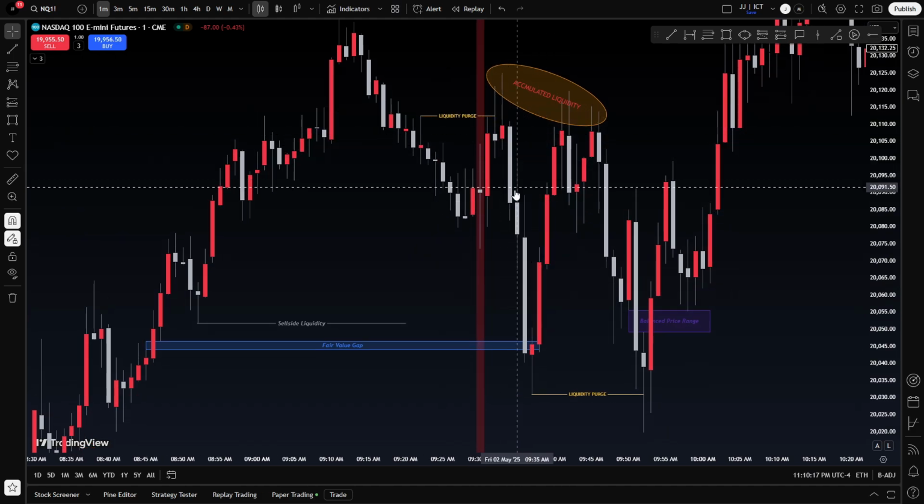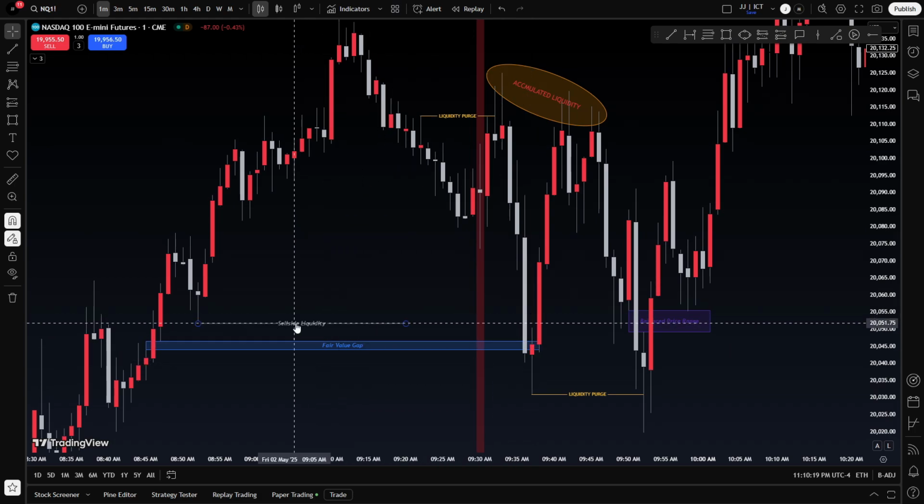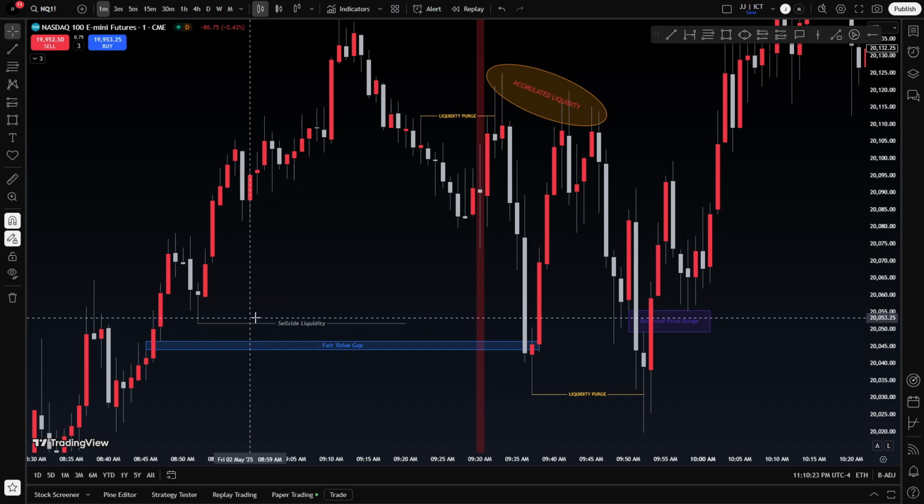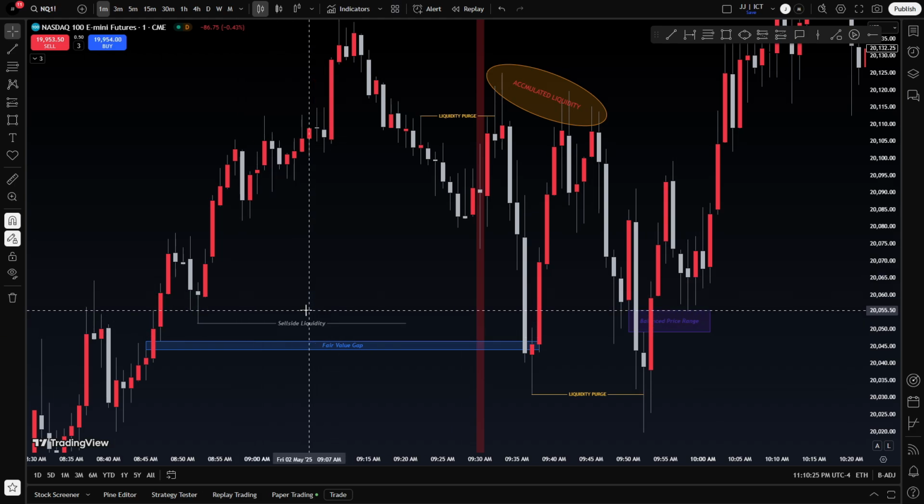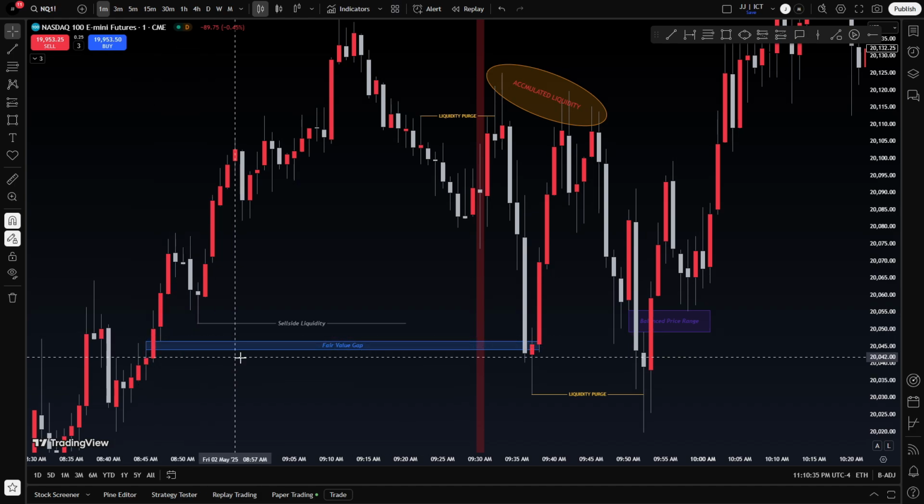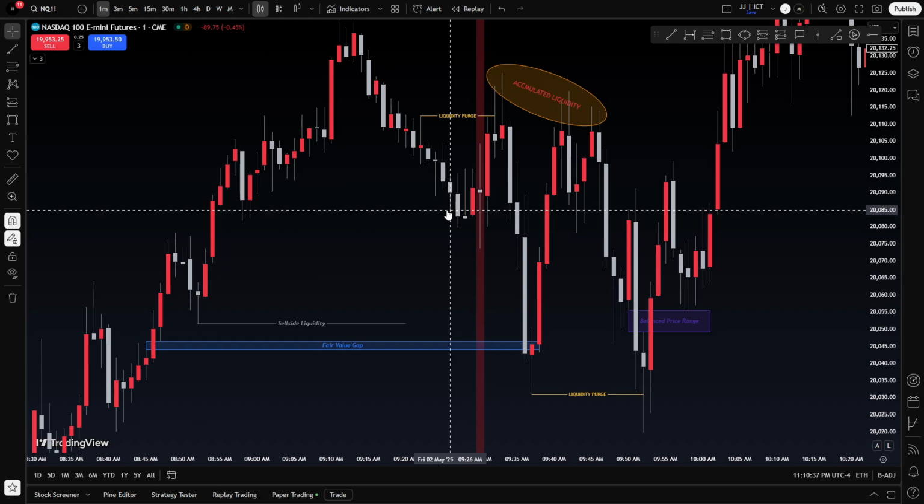It displaces lower, manipulating into what? Sell-side liquidity and this fair value gap. Why did I highlight this fair value gap? Because it's right below sell-side liquidity, and if you haven't heard ICT say that, that is a very high point of interest for you. If it isn't, then that's probably a problem.